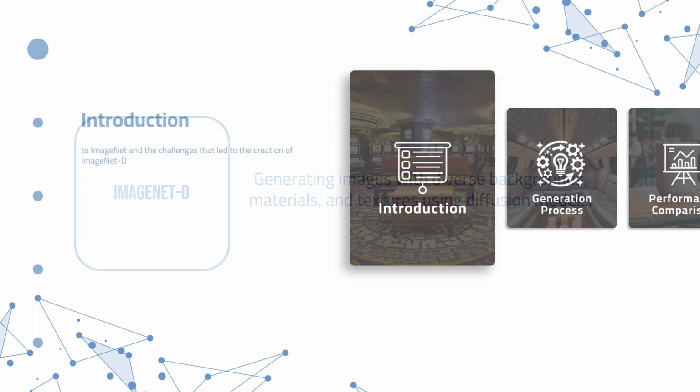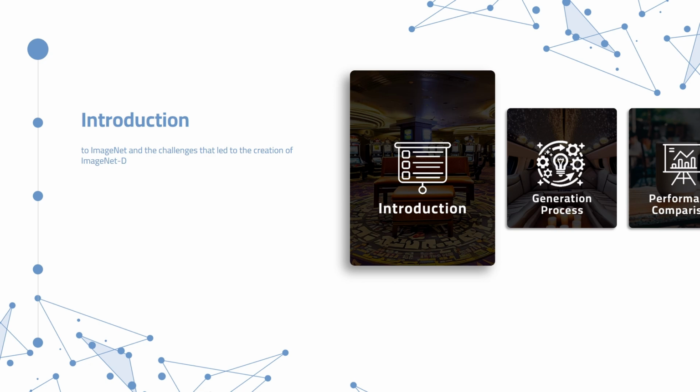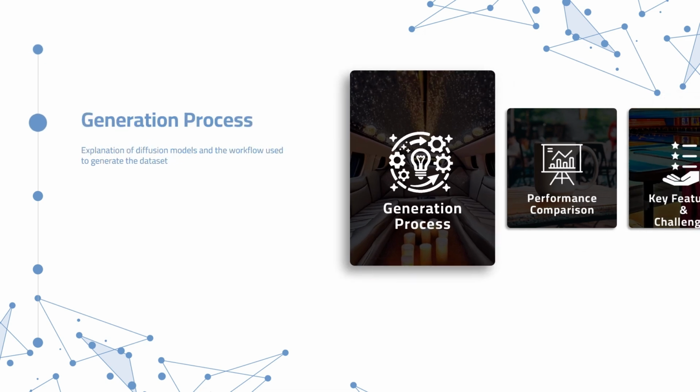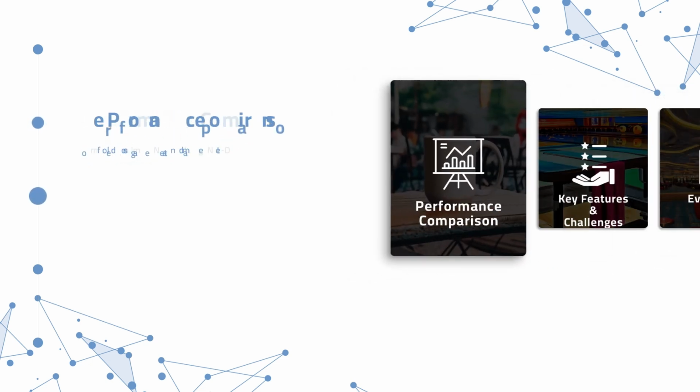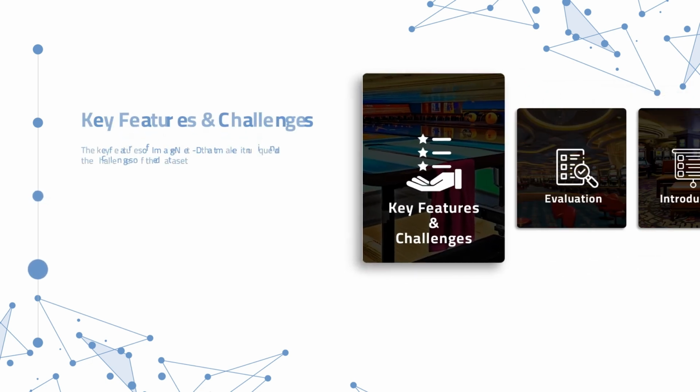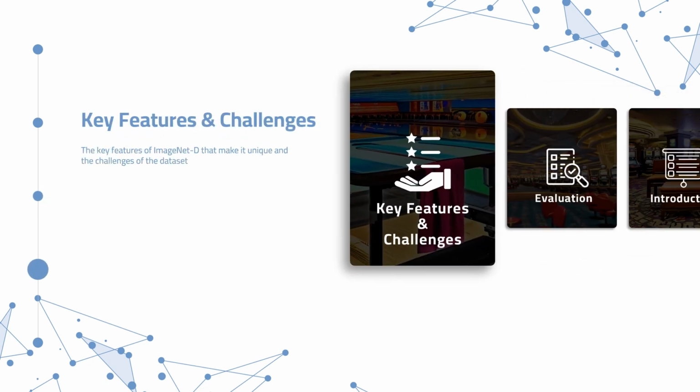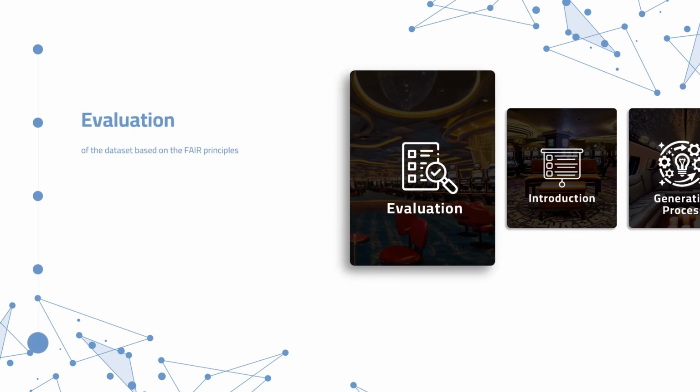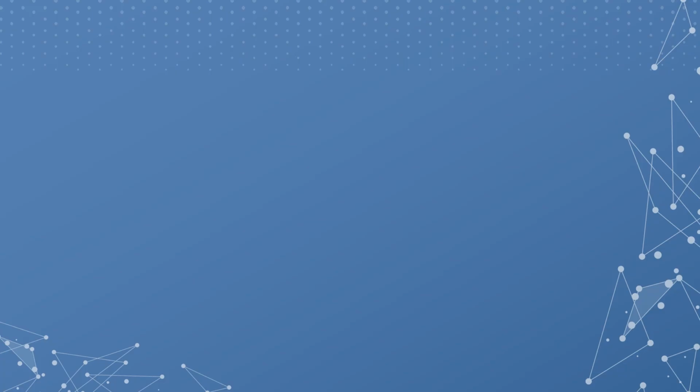Here's what we'll cover today. A brief introduction to ImageNet and the challenges that led to the creation of ImageNet-D. The dataset generation process, including an explanation of diffusion models and the workflow used to generate the dataset. A performance comparison of models on ImageNet and ImageNet-D. The key features of ImageNet-D that make it unique and the challenges of the dataset. Evaluation of the dataset based on the FAIR principles.